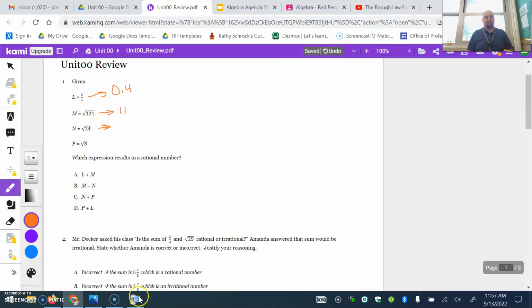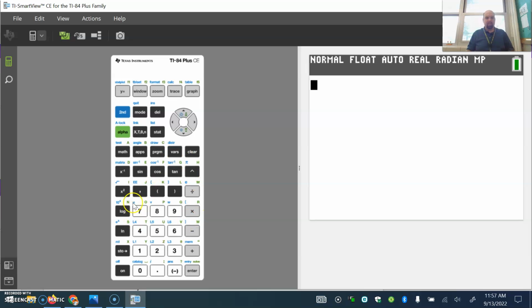Okay. N, the square root of 24. Now that is not a perfect square, so I'm going to use my calculator. Remember, hit the blue button second, and then the X to the second power button, and you'll see just like I have on my screen. I'm going to type in 24 and hit enter. Now I'm not going to write all of that. I'm just going to put a few of those numbers.